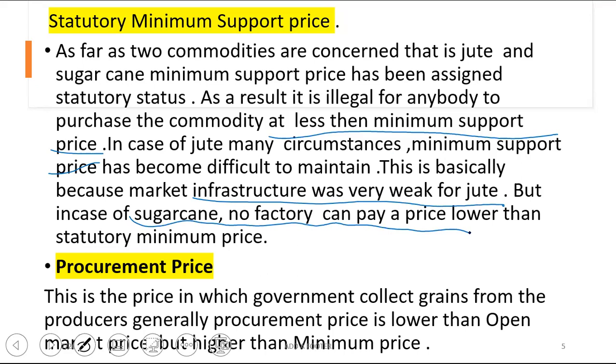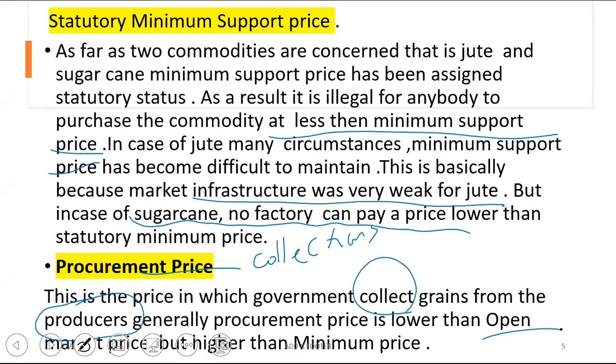Then comes procurement. It is a little tough. Procurement means collection. Okay, procurement price means the collecting price. देखो, what is the procurement? This is the price at which government collects, see this word, food grain from the producers. Generally, procurement price is less than open market price. Procurement price is less than open market price, but higher than minimum support price. अभी आपने देखा what is minimum support price.